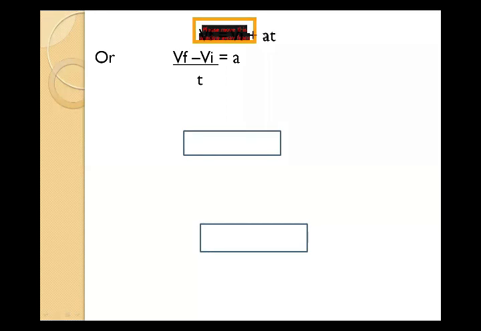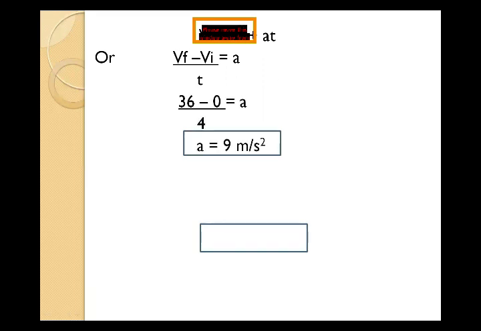And we are also going to shift t, that is time, from the right hand side to the left hand side. As you see, it is multiplied with the acceleration a, so by shifting it to the left hand side, it will divide the expression Vf minus Vi. So this is the final form which we are going to use from the first equation of motion.